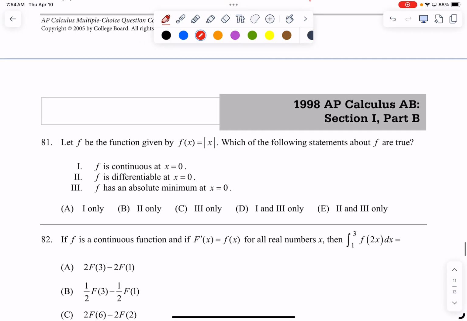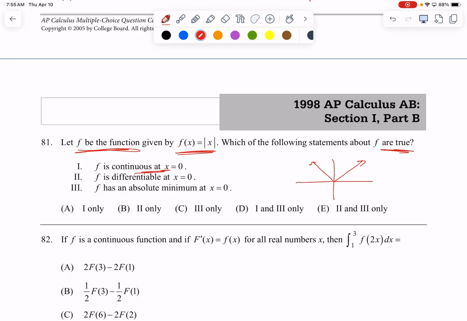Number 81. This looks like it's going to be a non-calculator problem. Maybe not. Maybe you need the calculator a little bit. But you guys know common graphs, so I don't think you're going to need it. Let f be the function given by f of x equals the absolute value of x. We know that's a flying V. Which of the following statements about f are true?